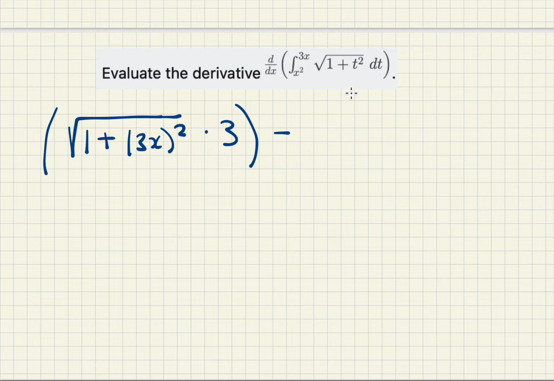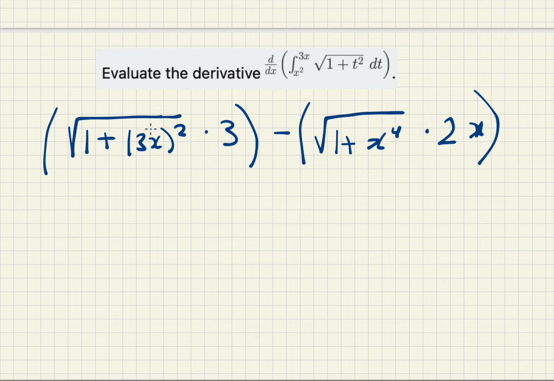by the same thing except with the lower bound. So in this case, we replace t with the lower bound. It will be 1 plus t squared. If you replace t with x squared, you get x squared, and using our law of exponents, we know that x squared to the power of 2 is equal to x to the power of 4. And that is multiplied by the derivative of the lower bound, which in this case is 2x.